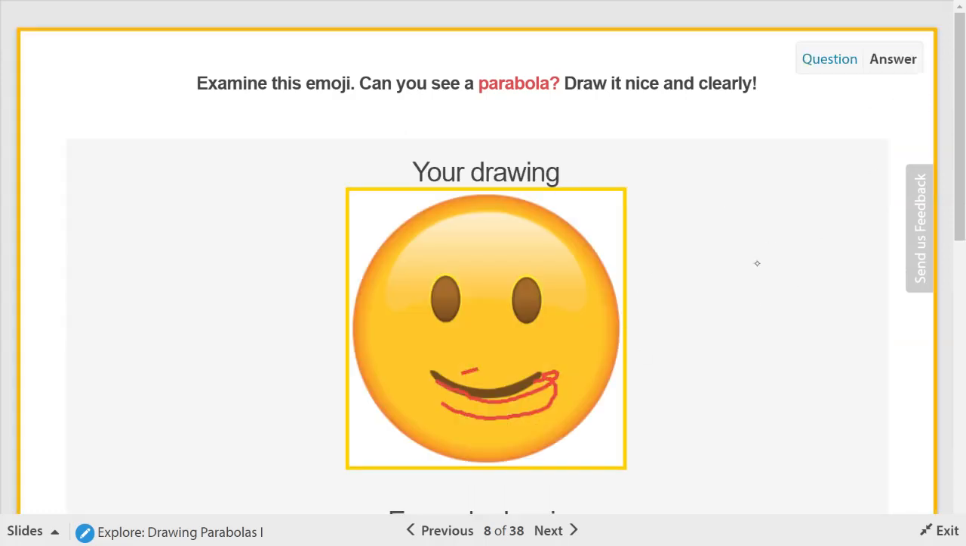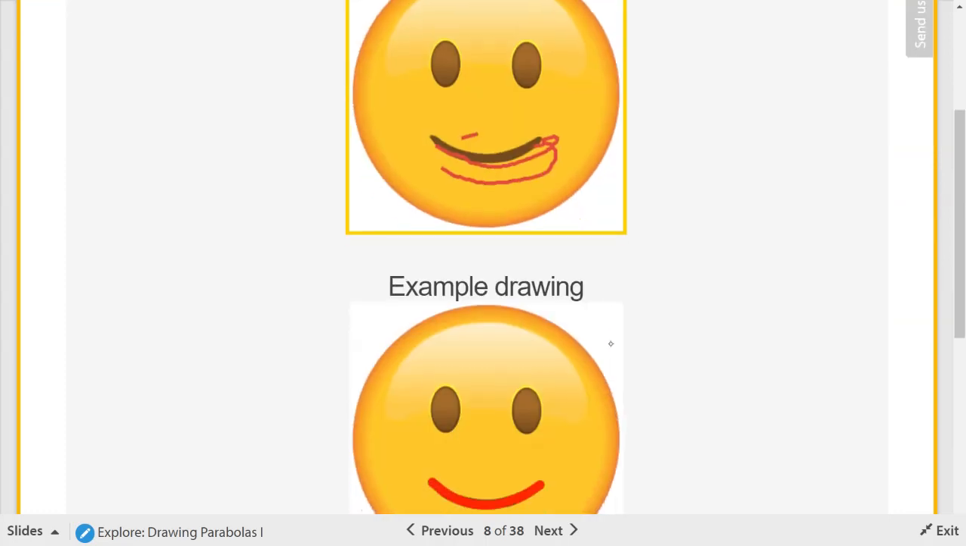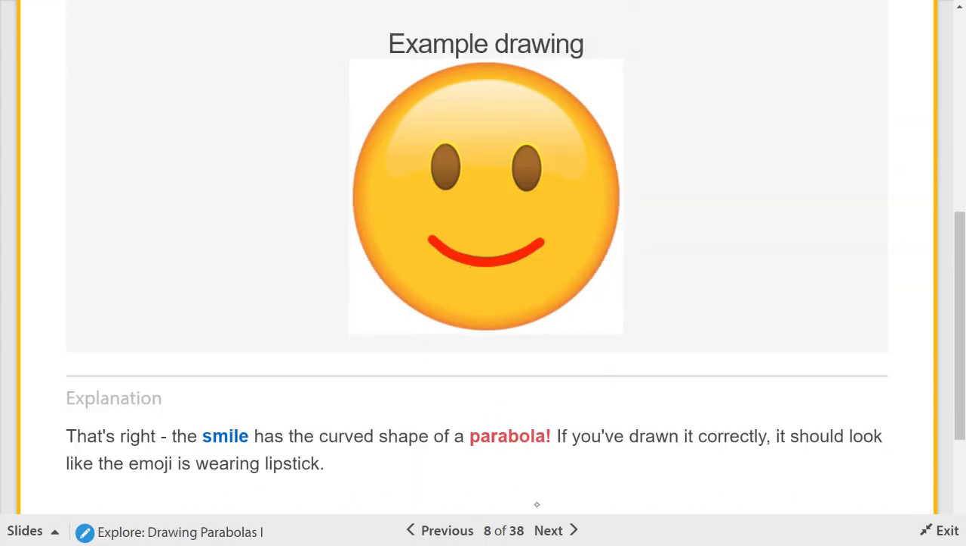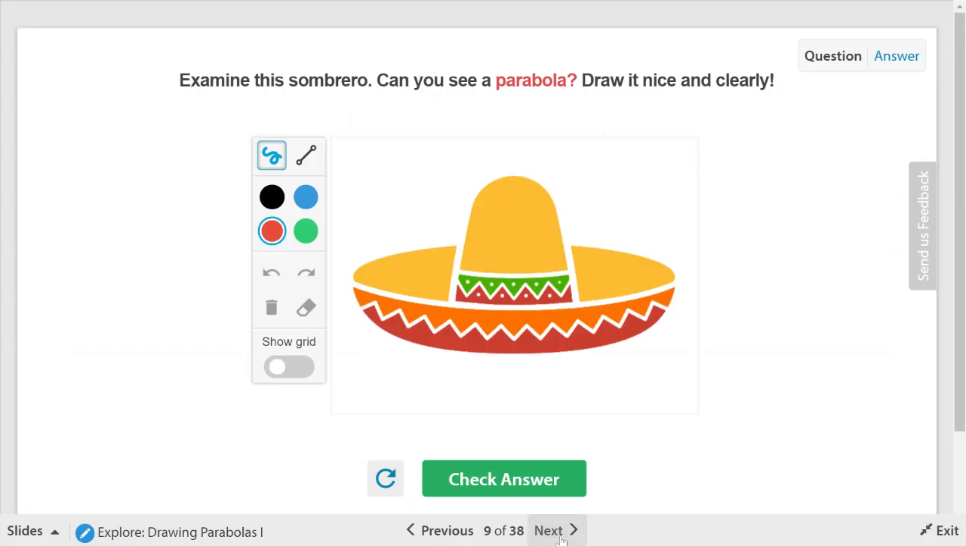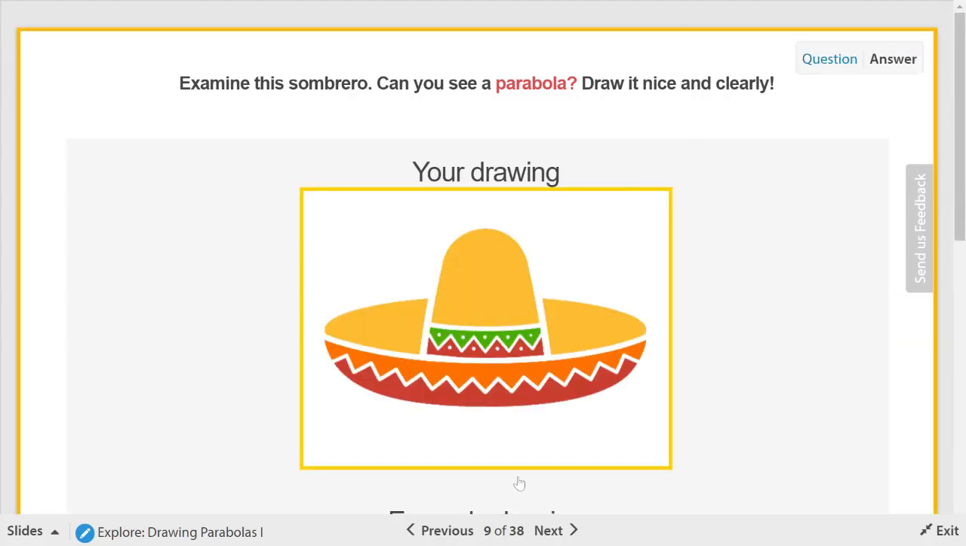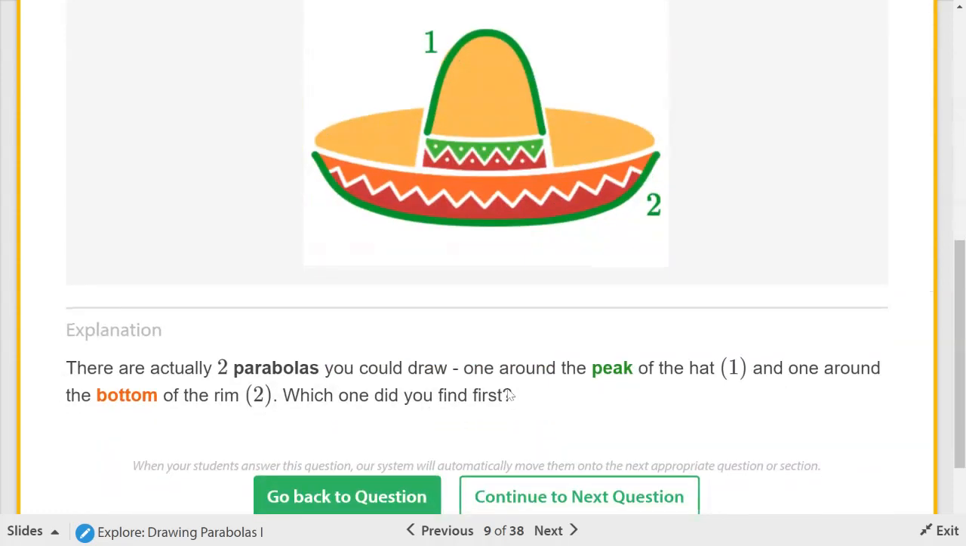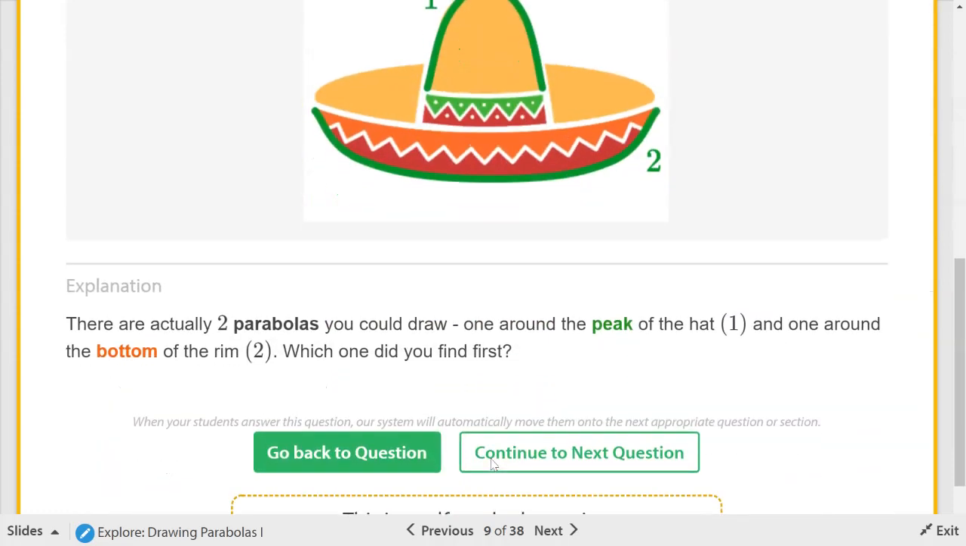Okay, that's how it's supposed to look, like that. Okay, right, you can draw that. That's a parabola. Examine the sombrero. Can you see the parabola over here? You can see the parabola is basically, that can be a parabola. We have another parabola over here on top. We can also have one at the bottom here, one above the orange as well. Okay, so parabolas do exist in the real world. There we go. There's two parabolas.